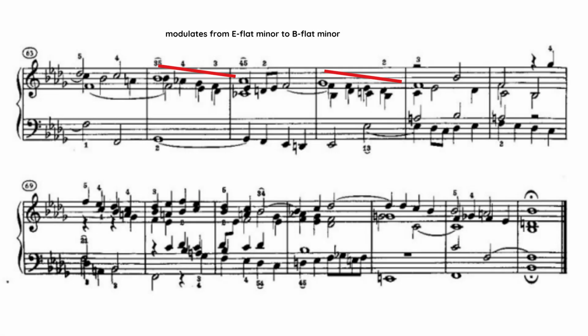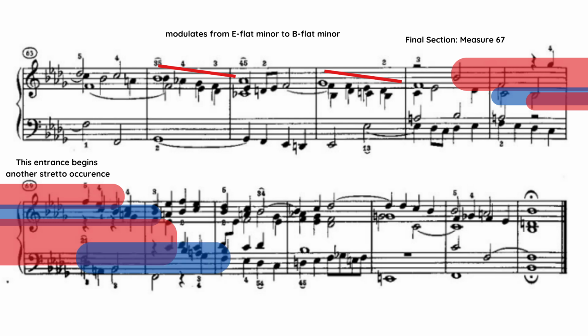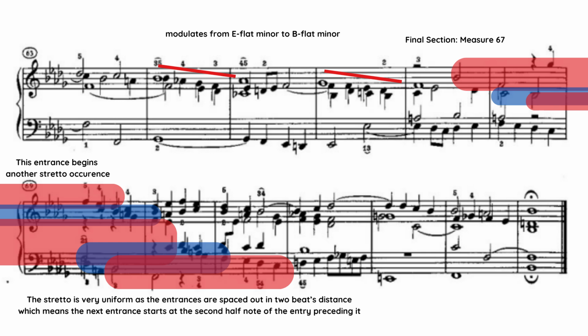The final section of this piece starts at measure 67, with the subject in the first treble. This begins another stretto occurrence and is more uniform than the previous one. It is followed by the answer in the second treble, subject in alto, answer in tenor, and subject in the bass. It is very uniform as the entrances are spaced 2 beats apart. The next entrance starts at the second half note of the entry preceding it.